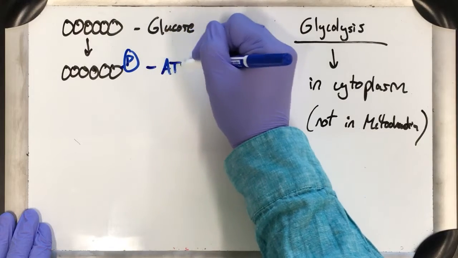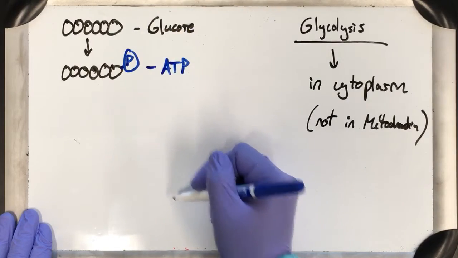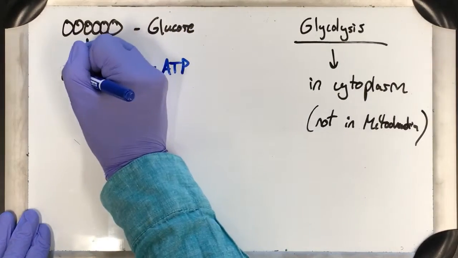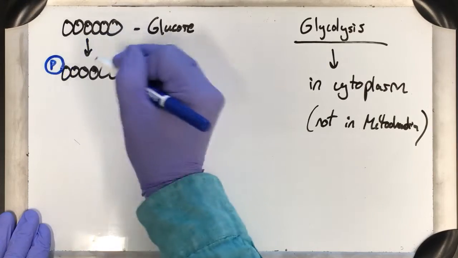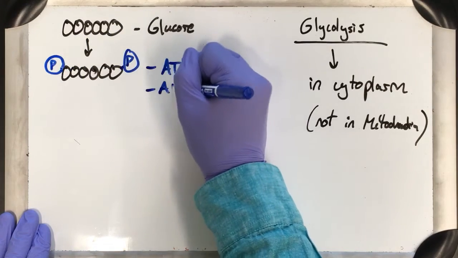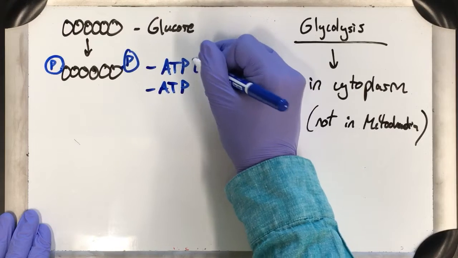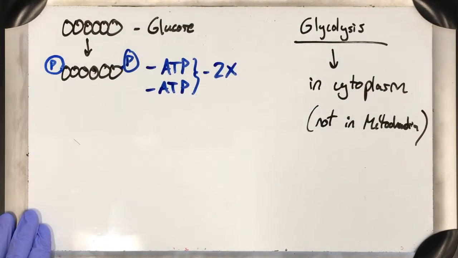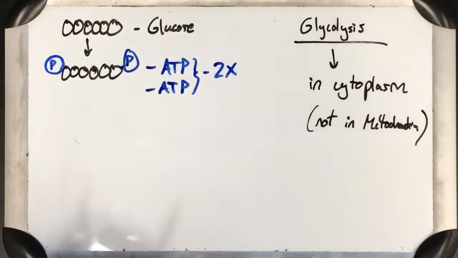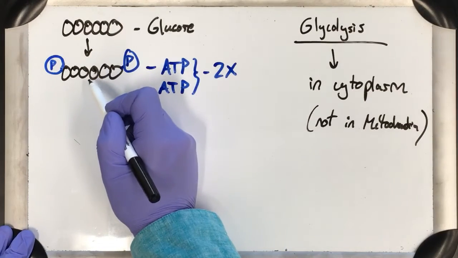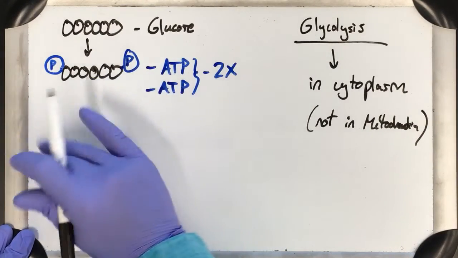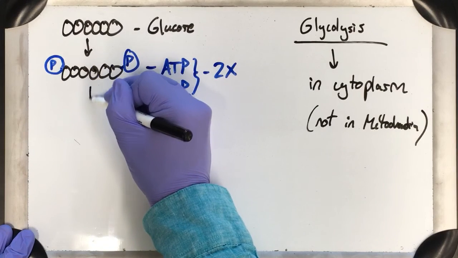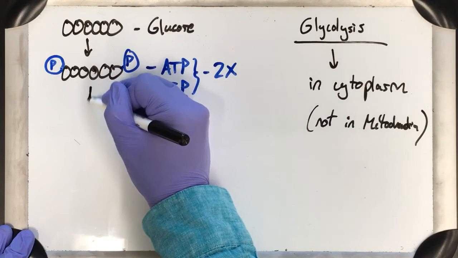That means you use one of your ATPs. Your next step is you're going to add another phosphate here. So that's minus another ATP. So that's minus 2 so far. What's going to happen is that this molecule, fructose 1,6-bisphosphate, you don't need to know that name. Biggest thing is that it's super unstable.